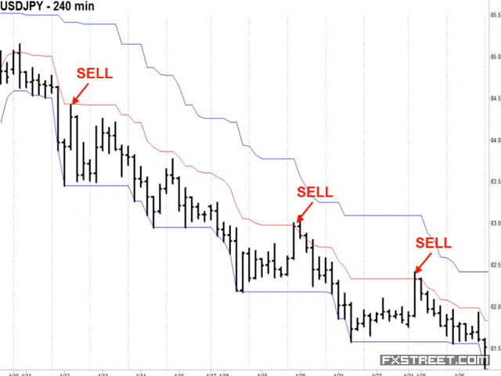And here's a 4-hour chart of the dollar-yen, an older chart since the dollar-yen is actually heading upward now. But as you can see here, all the Donchian channels are headed lower, so it's telling us right off the bat we're in a downtrend. So this means that if price bounces up and touches the midline, we can sell here aggressively, which we did 3 times in this 4-hour chart.